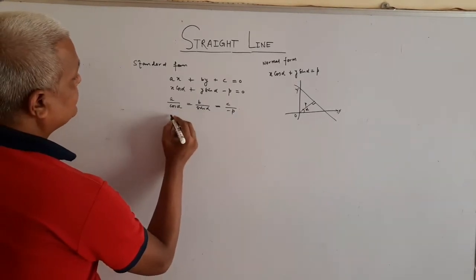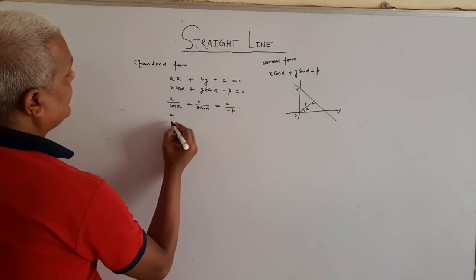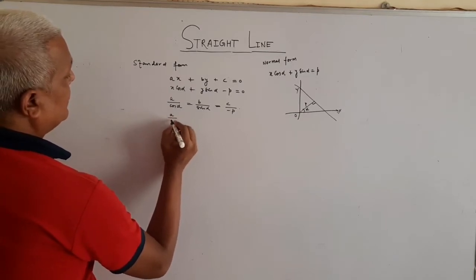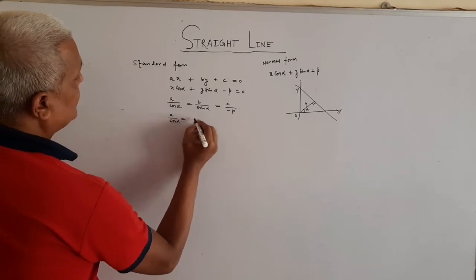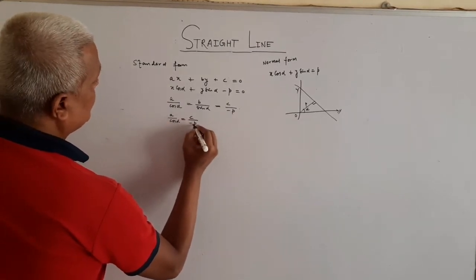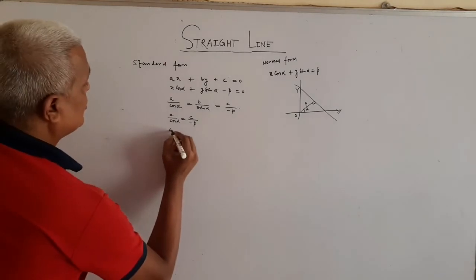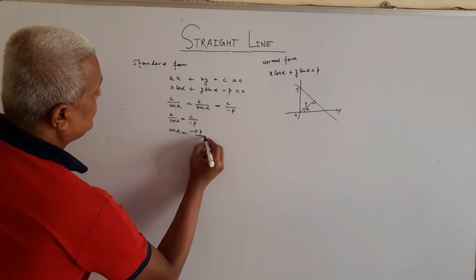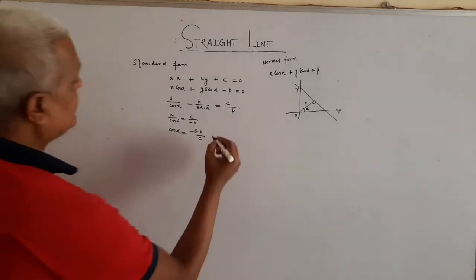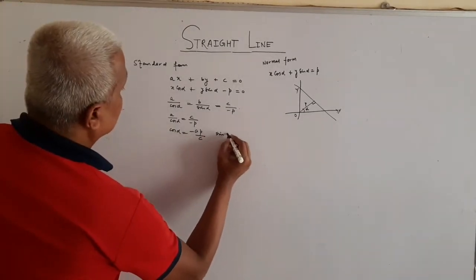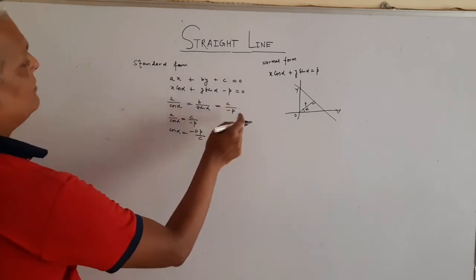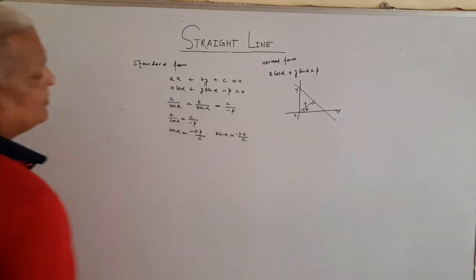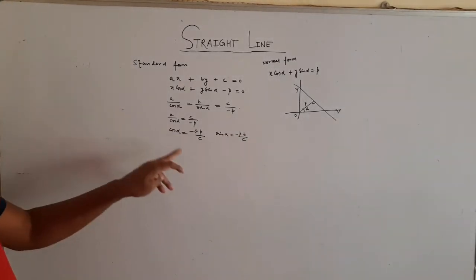So here I compare the first with the last one. So I get a upon cos alpha is c upon minus p. So cos alpha is minus ap upon c. Similarly, sin alpha will be minus pb upon c. Now I want to get rid of this alpha.